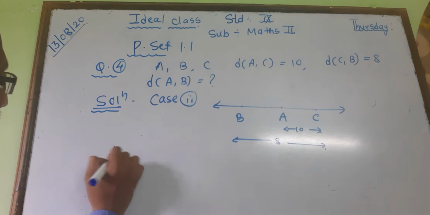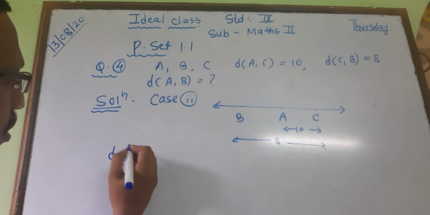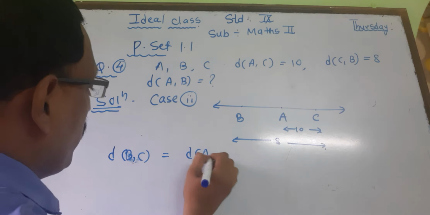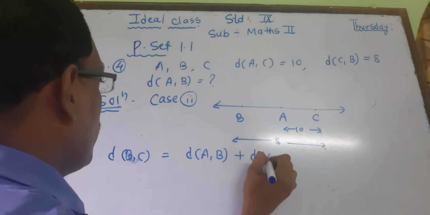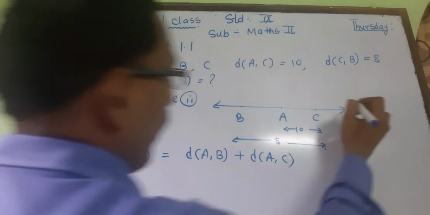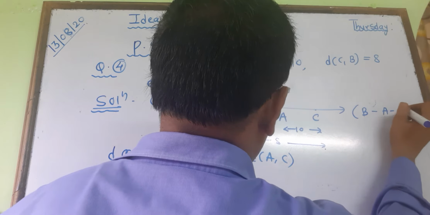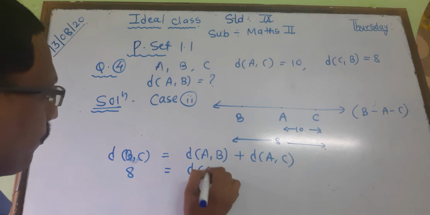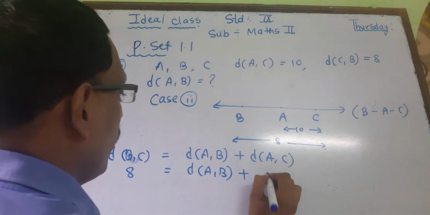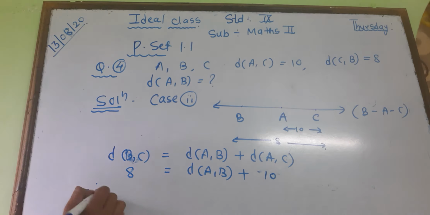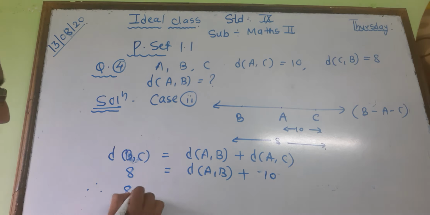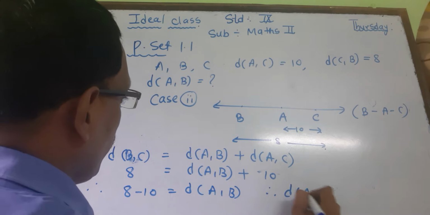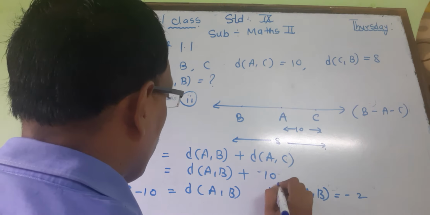So the whole distance, the biggest distance, which is BC right now in this diagram, is equal to distance between A and B plus distance between A and C. Correct? And what is the betweenness I am using here? B-A-C. Now the distance between B and C is how much? 8. Distance between A and B plus distance between A and C, which is 10. Transfer 10 to the left hand side. 8 minus 10 is equal to the distance between A and B. So here the distance between A and B I am getting is equal to minus 2.